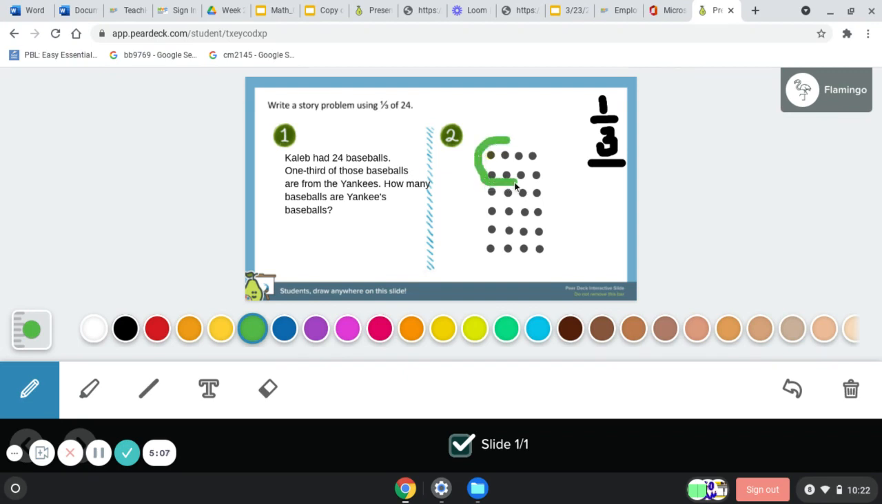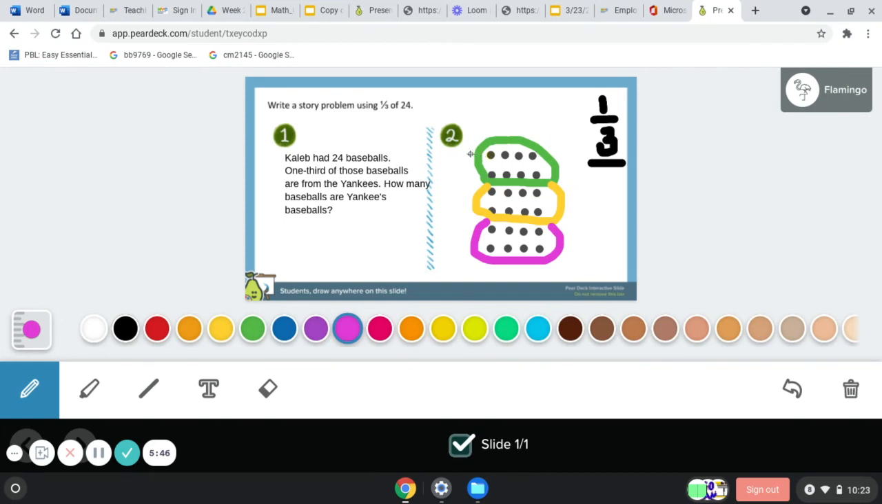So here's one group. I'll use a different color for another group. Here's another group of 8. And then here is another group of 8, and I'll use a different color for that. So we just took our whole of 24 and we divided it into the 3 groups. Each group has an equal amount of baseballs in it. So each group has 8 baseballs in it. Now we need to find out how much is 1/3 of 24, because that's how many baseballs are Yankee baseballs.